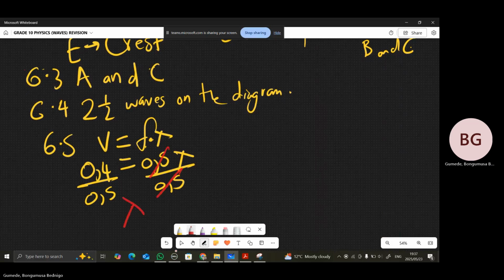Now, the answer: 4 divided by 5 is 0.8. So it is 0.8 meters.